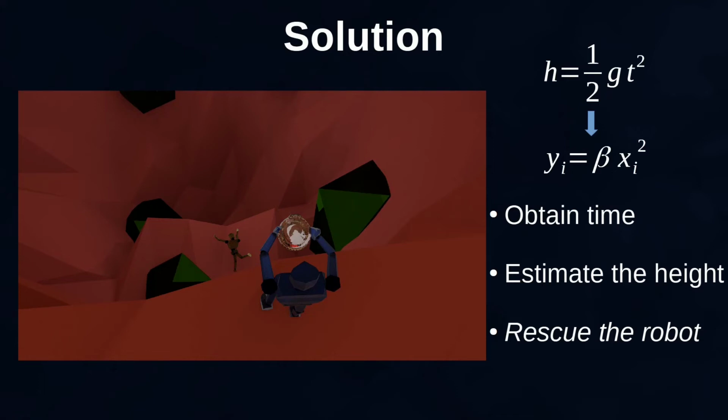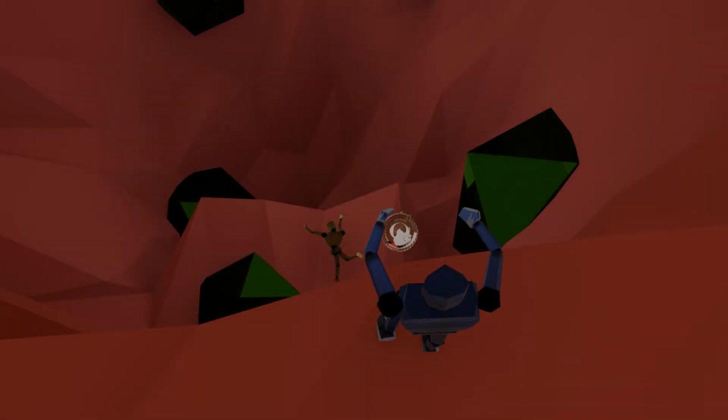We are trying to find a single value beta which will be equal to the gravity divided by 2. Once we know this coefficient, we can drop the device into the pit, and we can use the transmitted time to estimate the height, which is roughly the distance between the blue robot and the yellow robot. Let's drop it then.